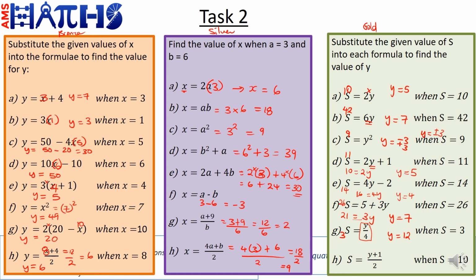And for a final question, s is equal to y plus 1 divided by 2. We need to find out y, and it says s is equal to 10. So we need to find out what number do we divide by 2 to get 10, and that number is 20. So y plus 1 is 20, so it therefore means that y has to be 19.